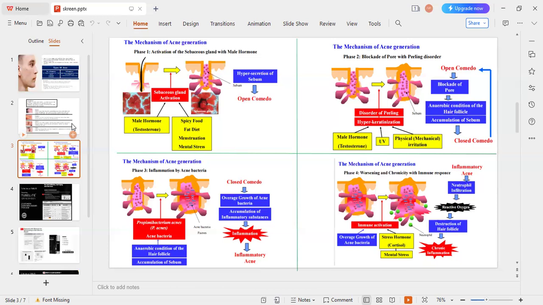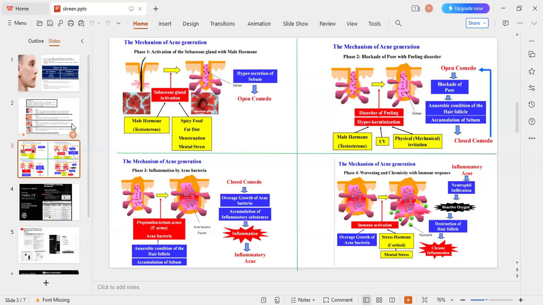Another phase of acne generation is when there is huge growth of acne bacteria, and again people are having so much stress going on. There is chronic inflammation happening. There will be some immune activation towards this, and overall there will be destruction of the hair follicles, and there will be huge chronic inflammation, or huge acne, reddish in color, will come on your skin. So these are the different phases or mechanisms of acne generation.